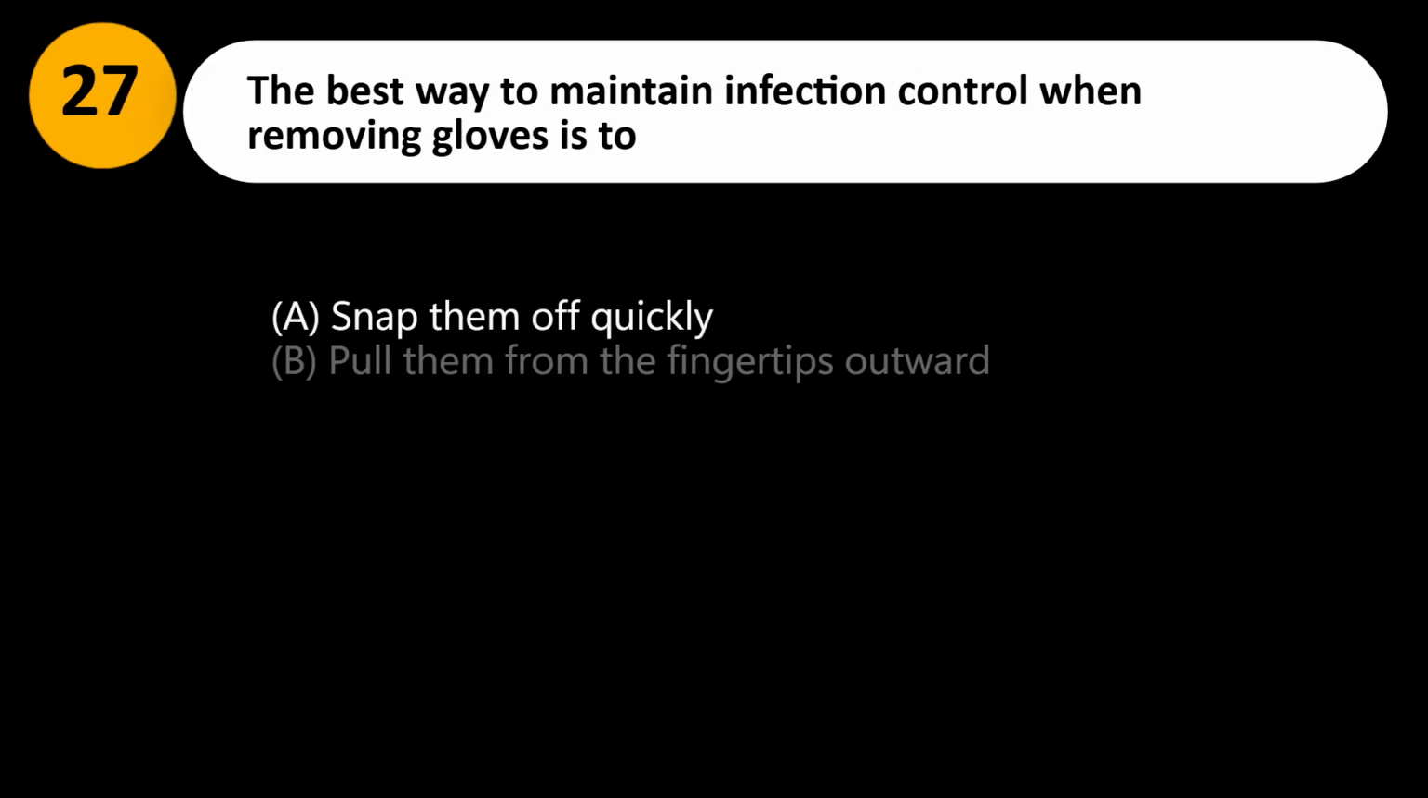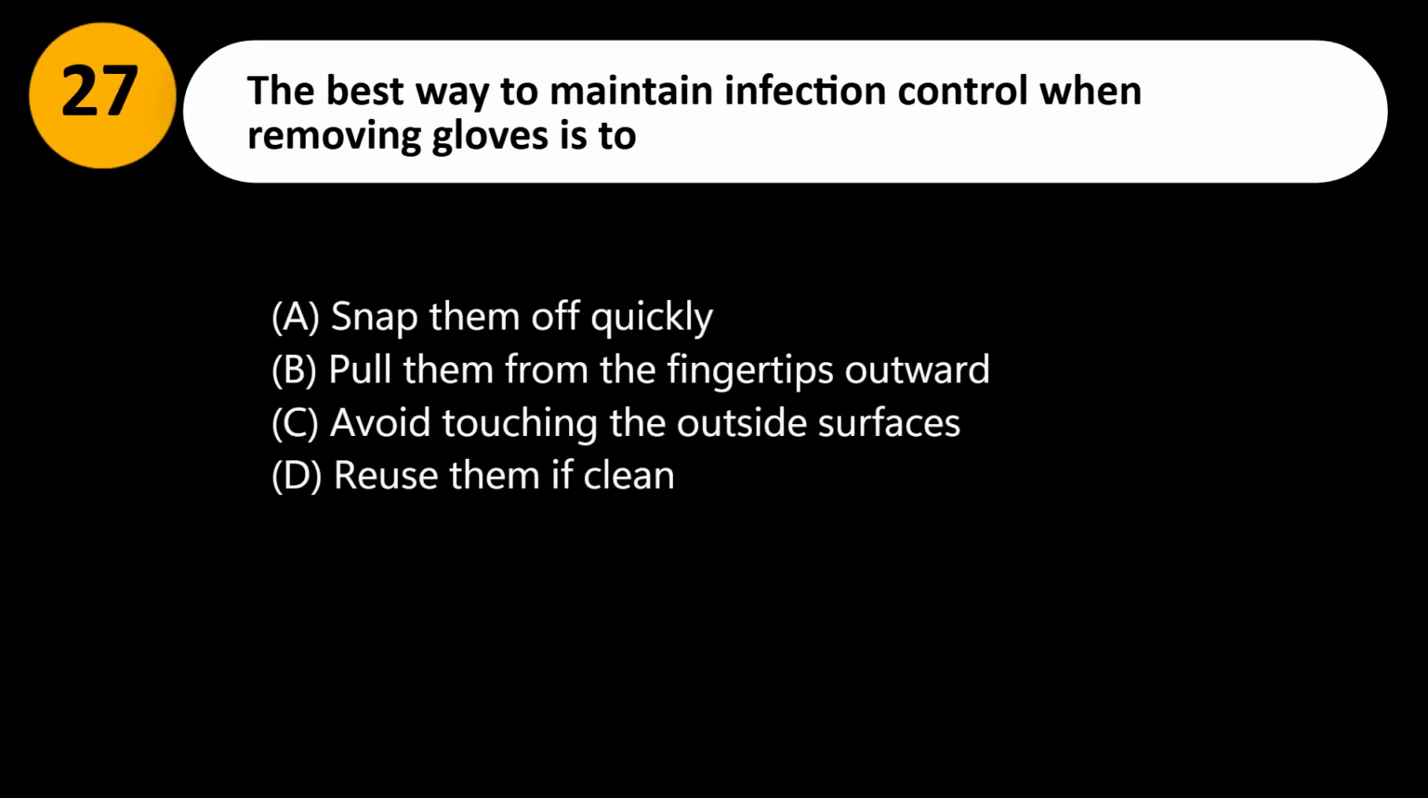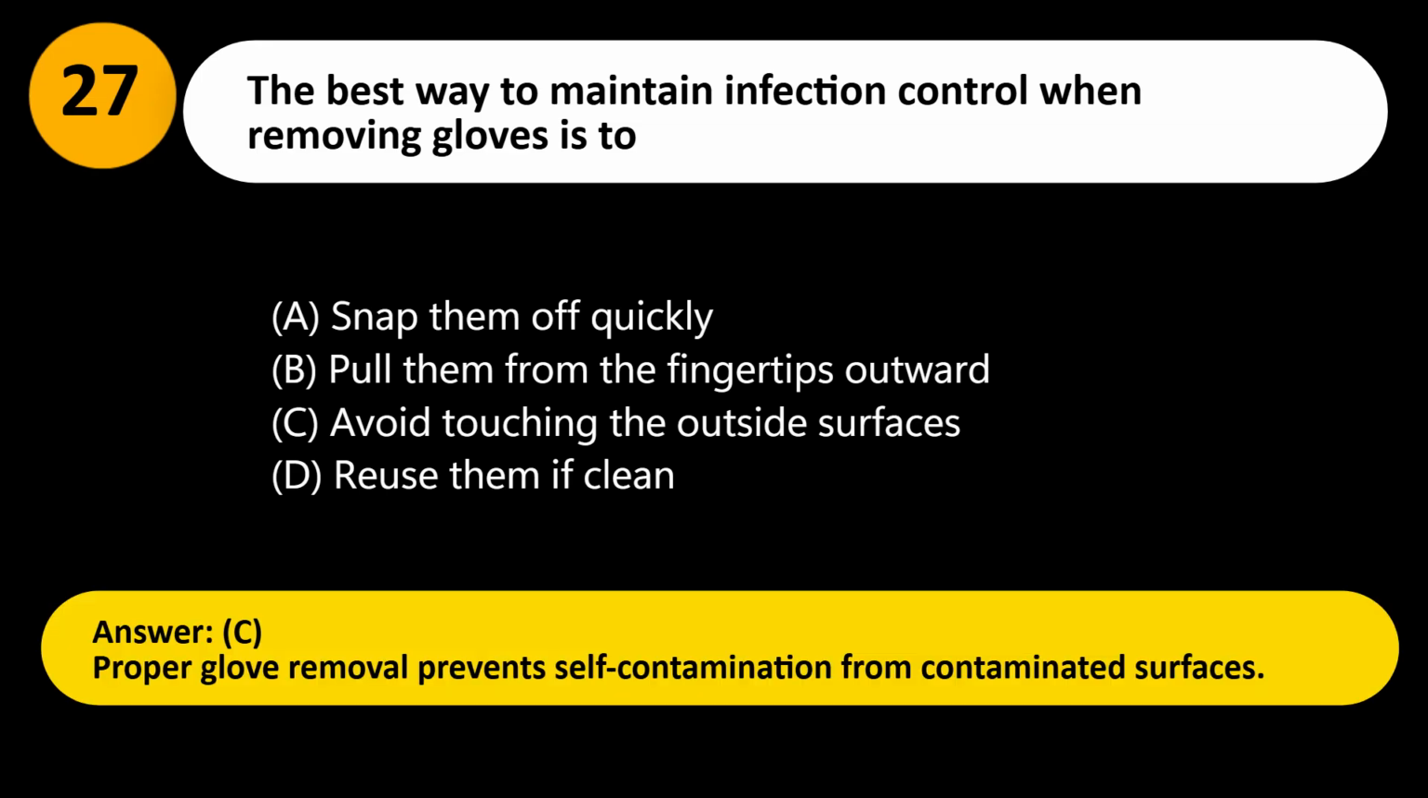The best way to maintain infection control when removing gloves is to A. Snap them off quickly. B. Pull them from the fingertips outward. C. Avoid touching the outside surfaces. D. Reuse them if clean. Answer: C. Proper glove removal prevents self-contamination from contaminated surfaces.